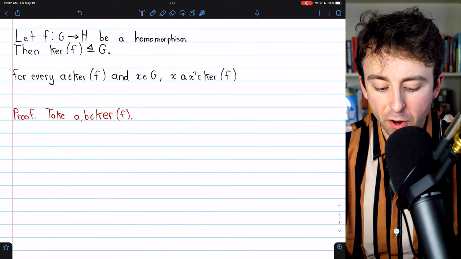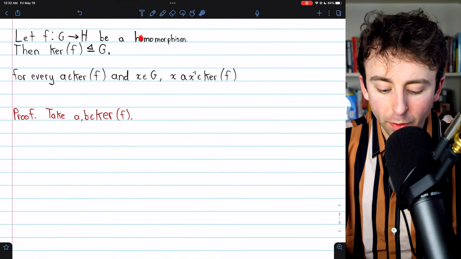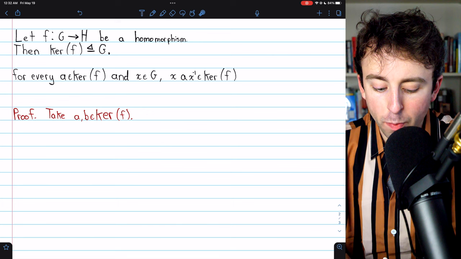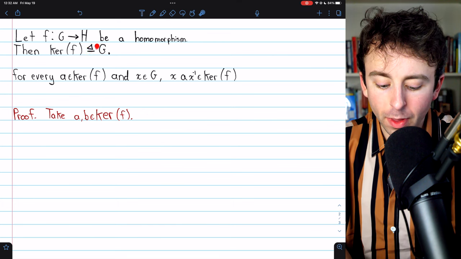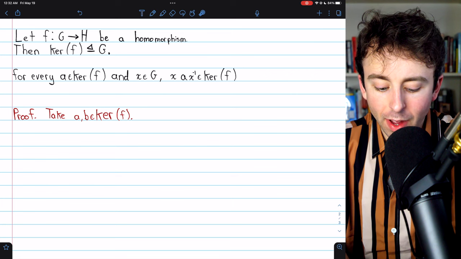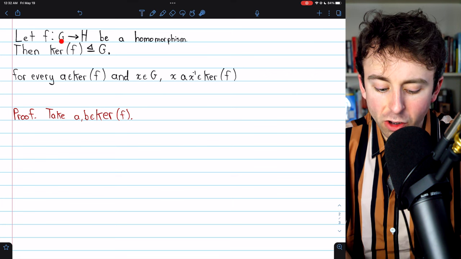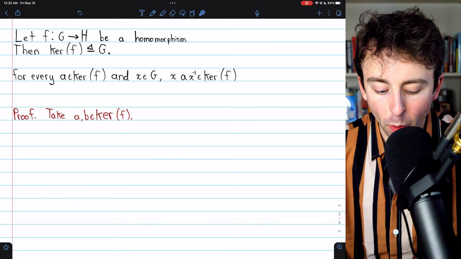Here's the statement of the theorem. Let F be a homomorphism mapping the group G to the group H. Then the kernel of F is a normal subgroup. That's what this symbol means. The kernel of F is a normal subgroup of that domain group G. That's what we're going to prove.